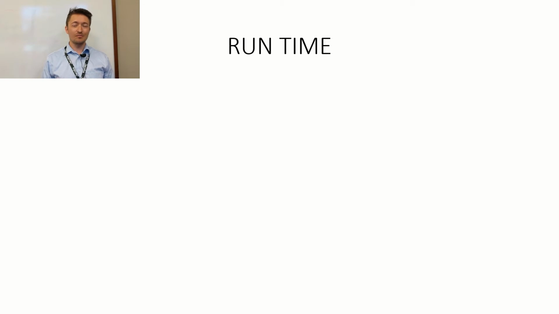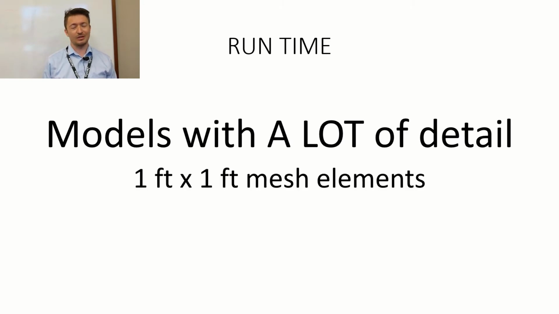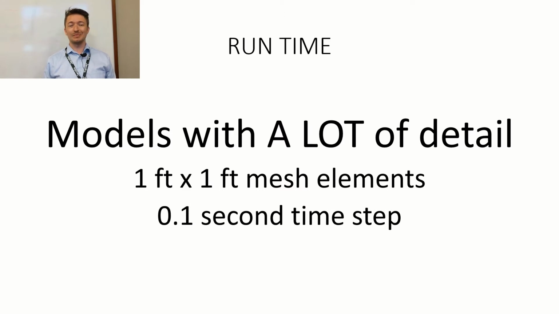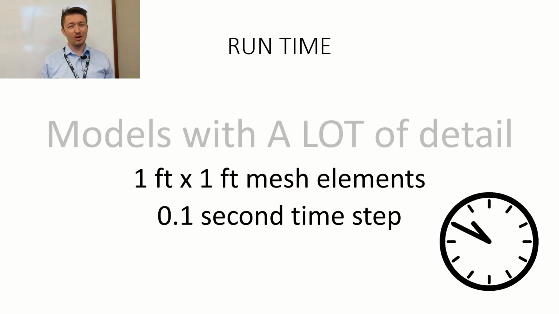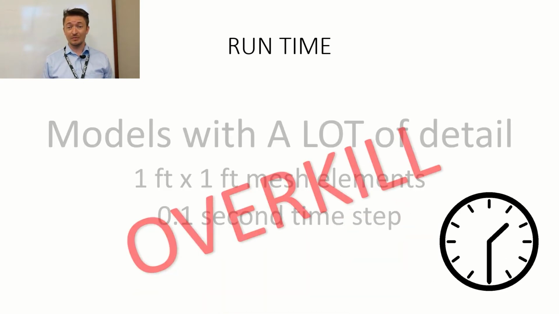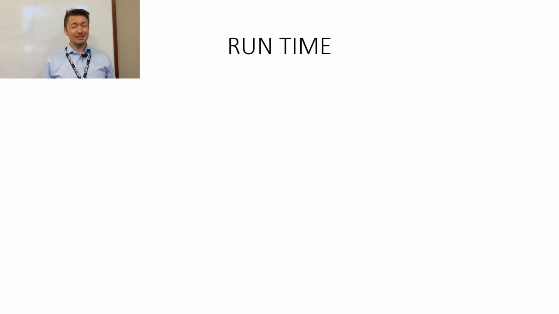This means that your model with a 1 foot by 1 foot mesh element size with a 0.1 second time step is very detailed and will likely produce stable results. But it is probably overkill and will give you a runtime close to 30 minutes to several hours for just a half-mile long model. That's a long time to wait when your stream design or getting results to your client hinge on getting answers back quickly.